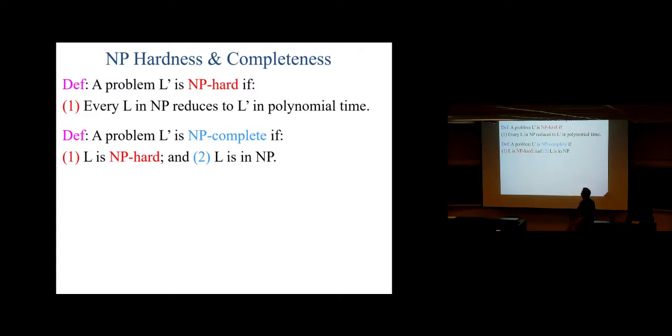NP complete is NP hard plus one more constraint: that it must itself be in NP. Because for it to be NP hard, we never said that the problem itself, the L prime that everything in NP reduces to, is also in NP. It could be outside of NP. It could take at least exponential time to solve, or super exponential time, or whatever. So NP complete is more restricted than NP hard.